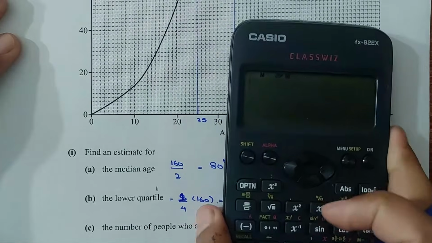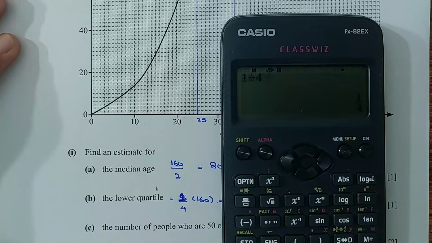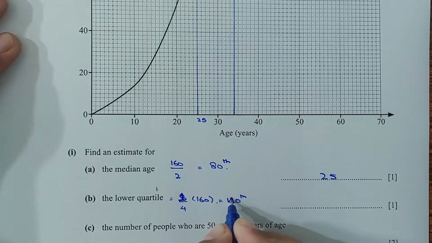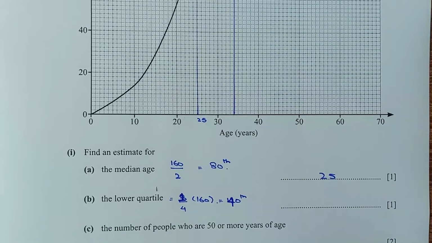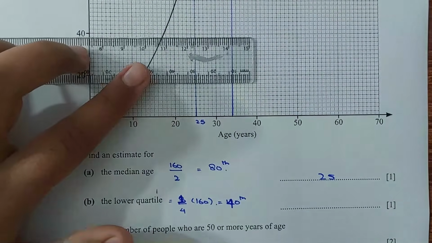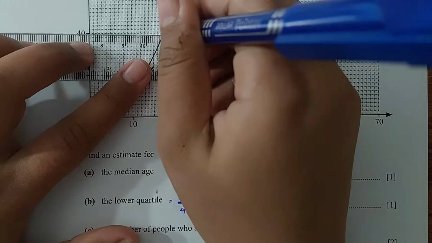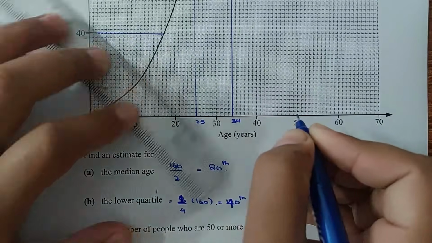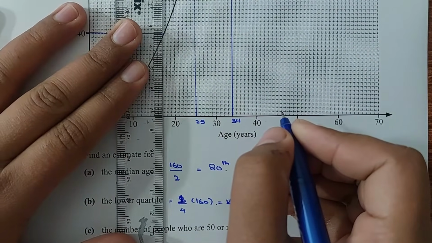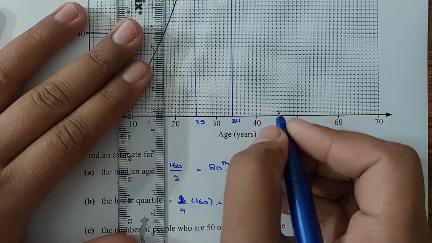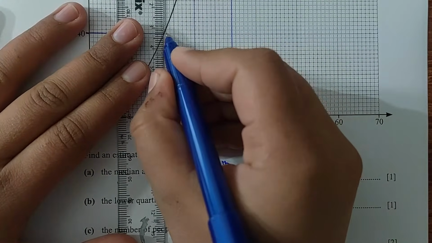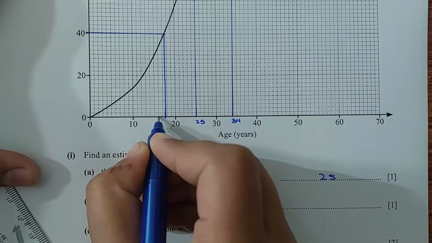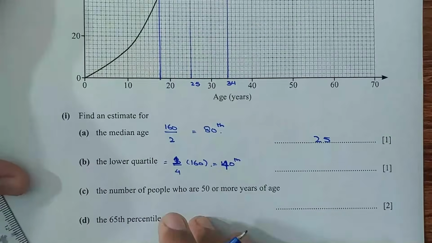So 1/4 of 160 is the 40th value we have to calculate. Let me find the lower quartile. That was the upper quartile, which is 34. Now the lower quartile is in the middle: 15, 16, 17, 17.5.